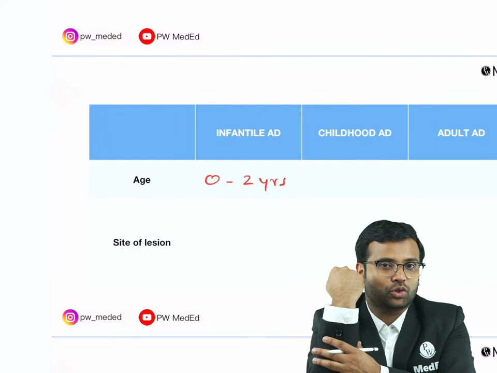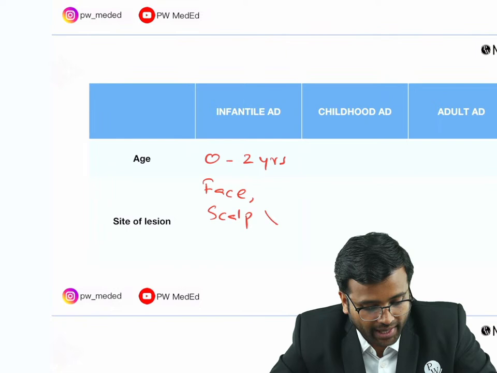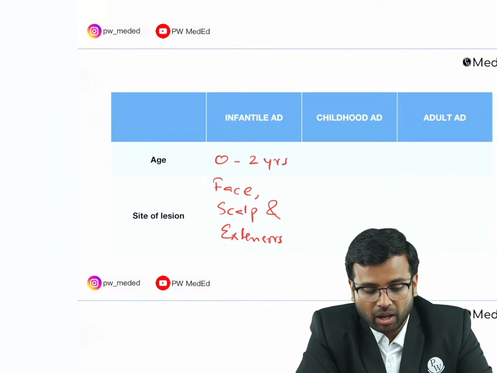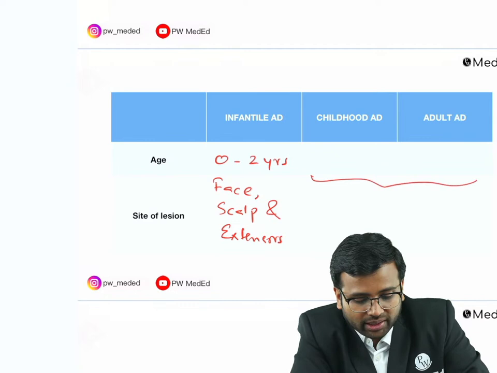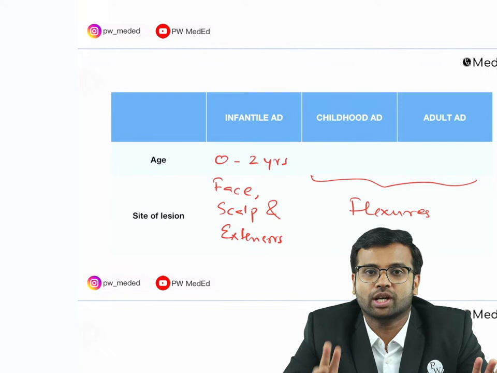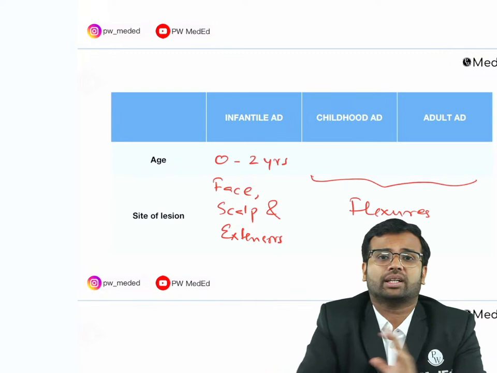So in this kind of infantile AD, the patient would be having a rash over the face, over the scalp, and extensors. So this is going to be the commonest area where you find the rash in a patient of infantile AD. Now what happens in the case of childhood AD and adulthood AD? You can remember these together, because in both of them the rash is going to be present over the flexures. Fine. So that is a basic difference. So remember, infantile AD means extensor surface, the face and the scalp, whereas childhood AD and adulthood AD means the rash is going to be present over the flexural aspects. Fine. So these are the basic differences according to the site.